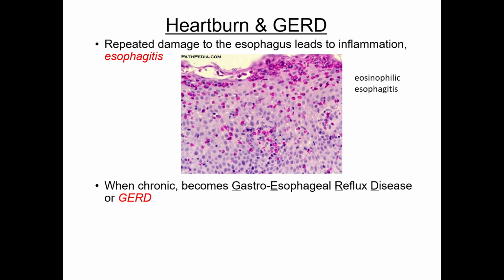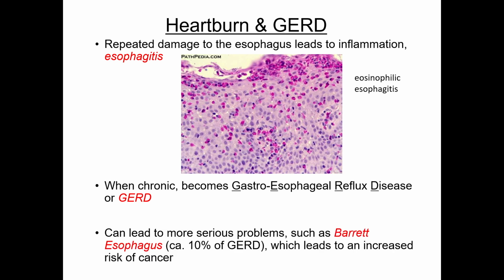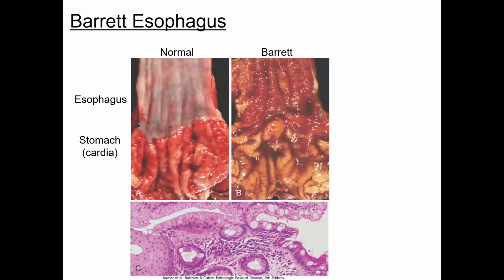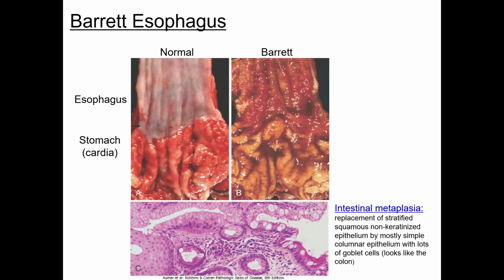Acid reflux over time can lead to repeated damage, and this is known as GERD, or gastroesophageal reflux disease. GERD can then lead to more serious problems such as Barrett esophagus, which in turn can lead to increased risks of cancer. Barrett esophagus is an example of intestinal metaplasia, where normal stratified squamous epithelium is replaced by mostly simple columnar epithelium with lots of goblet cells. It actually tends to look more like the colon than the stomach.